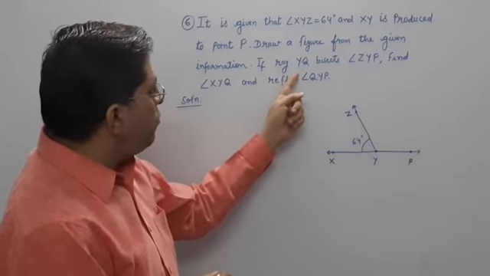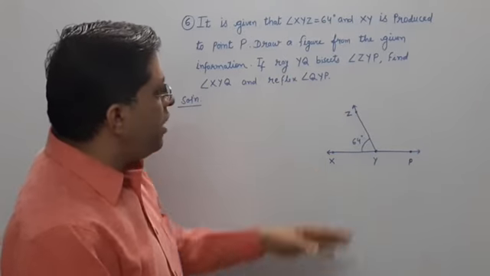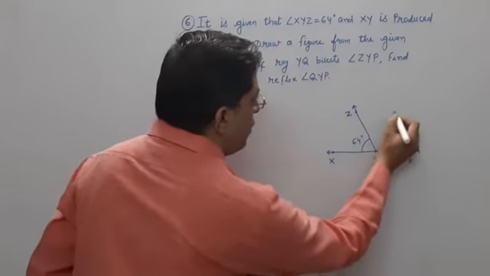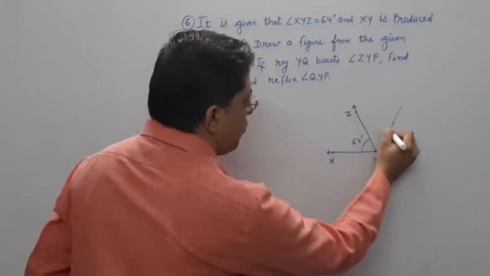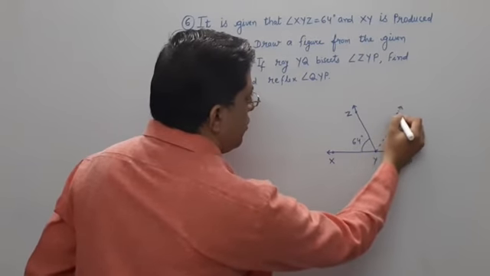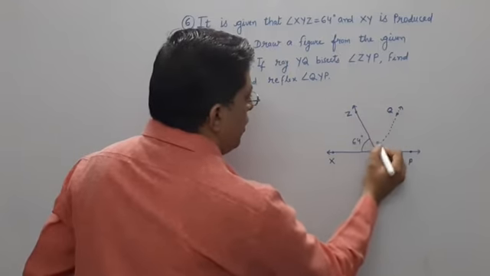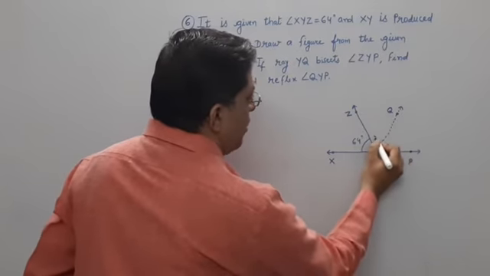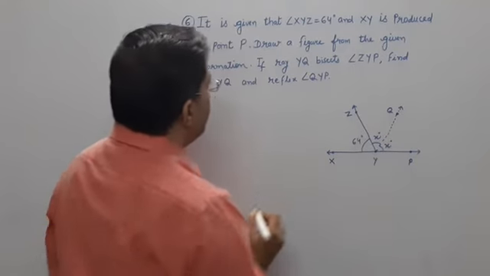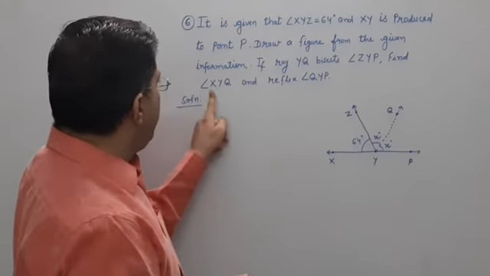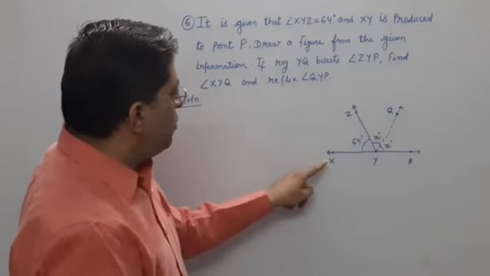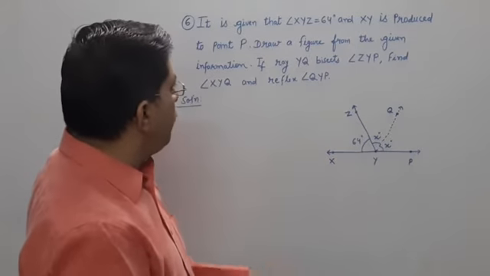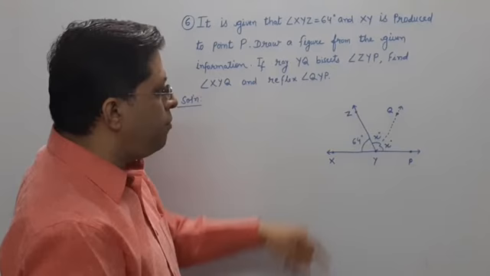Then if ray YQ bisects angle ZYP, I have to draw one ray. This ray is YQ. It bisects ZYP. ZYP means this is x and this is x, bisected. Okay. You have to find angle XYQ and reflex of angle QYP.